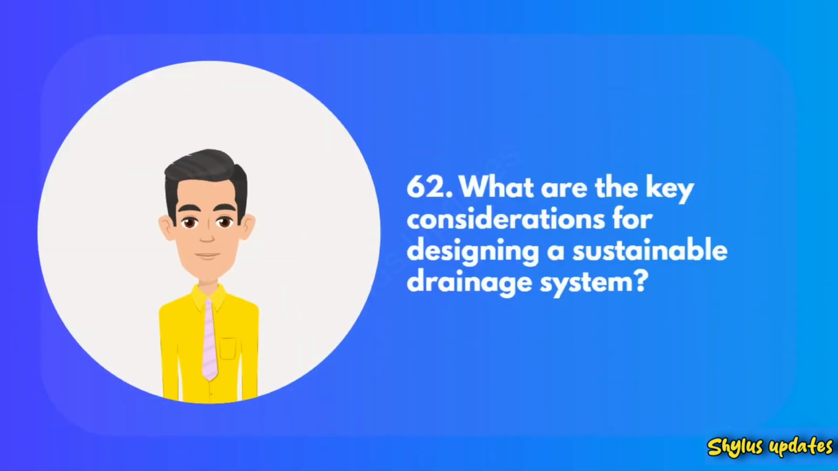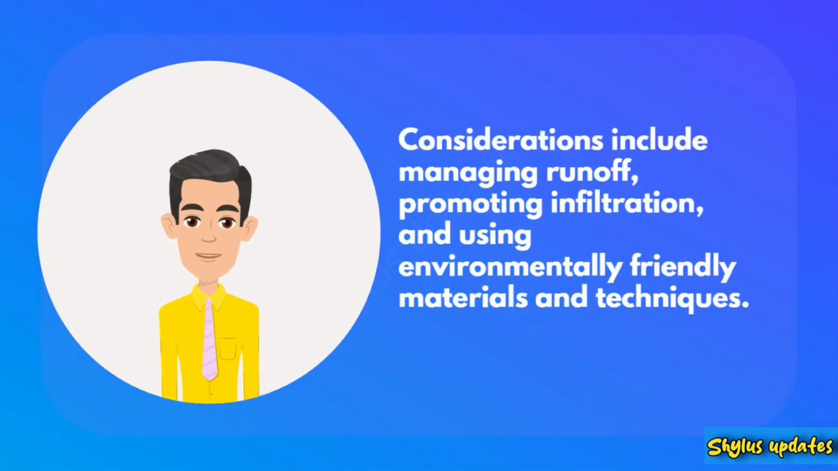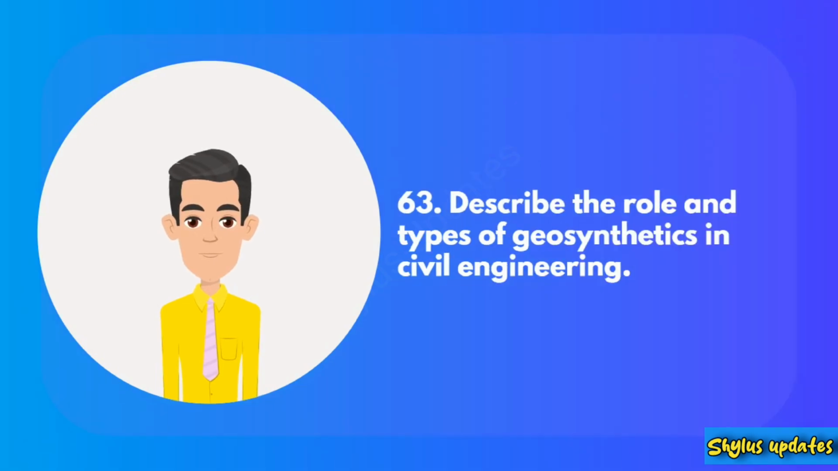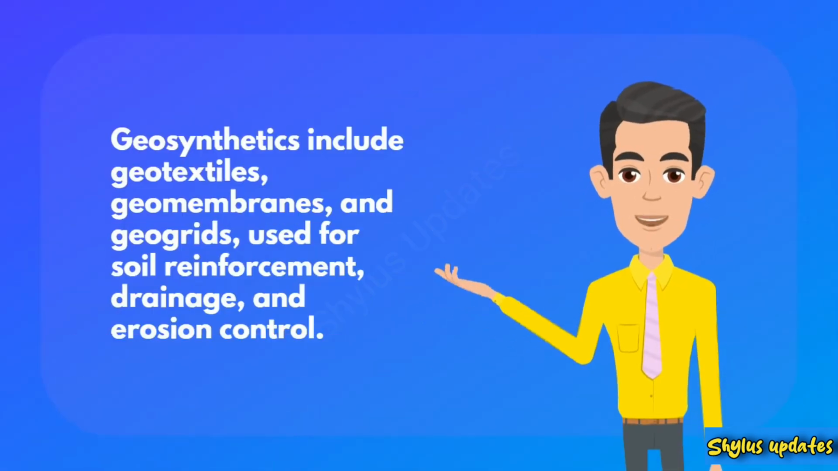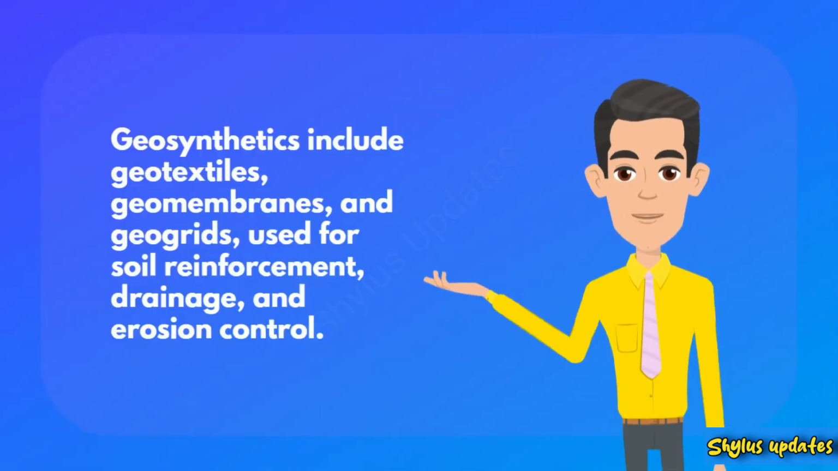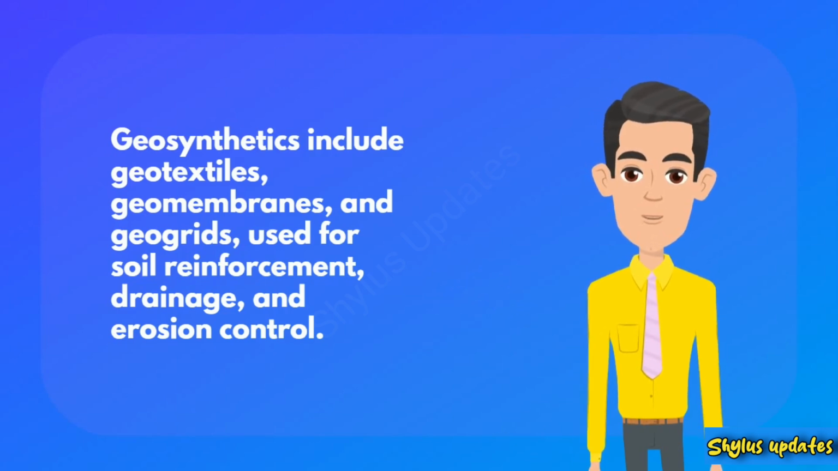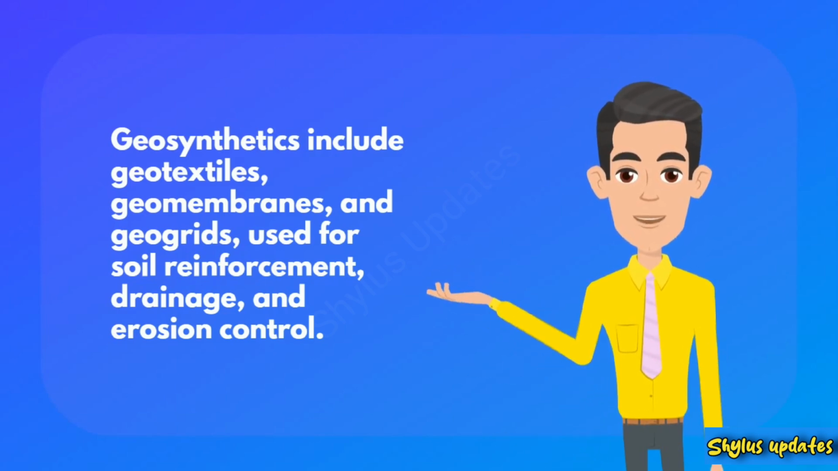62. What are the key considerations for designing a sustainable drainage system? Considerations include managing runoff, promoting infiltration, and using environmentally friendly materials and techniques. 63. Describe the role and types of geosynthetics in civil engineering. Geosynthetics include geotextiles, geomembranes, and geogrids, used for soil reinforcement, drainage, and erosion control.